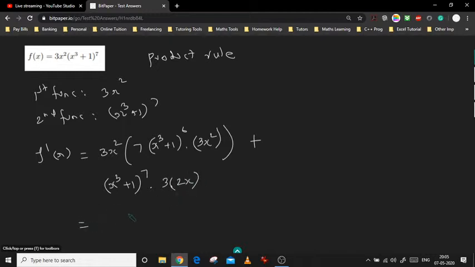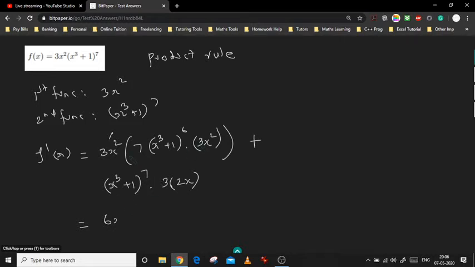So the next step, we just have to simplify this. Okay, so let's see how we can simplify this. I have 3x squared here, and this 3x squared and this 3x squared I can multiply and put as 6x power 4. Okay, so this I can put as 6x power 4.